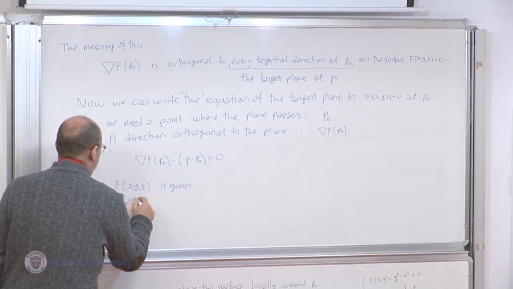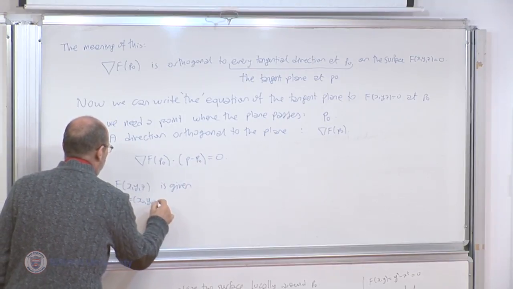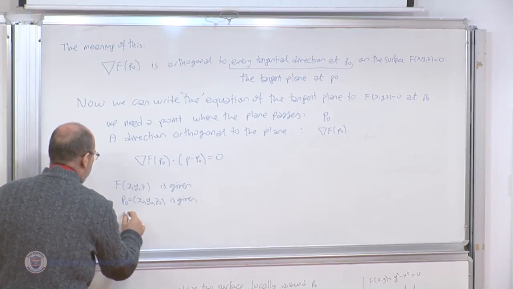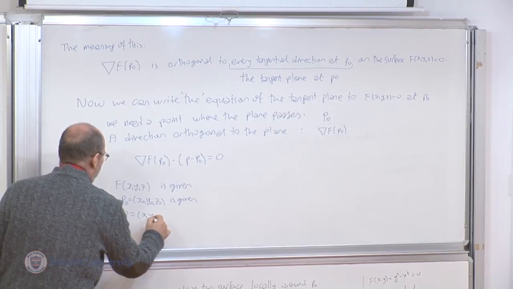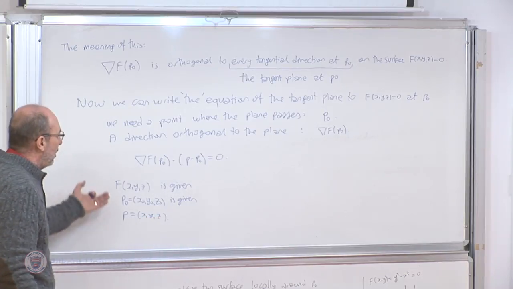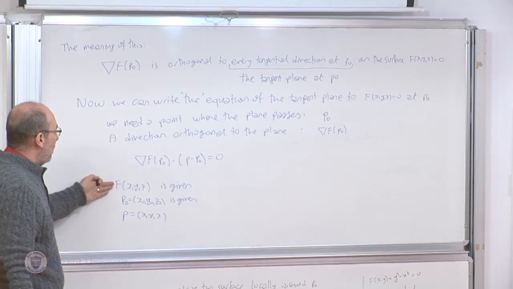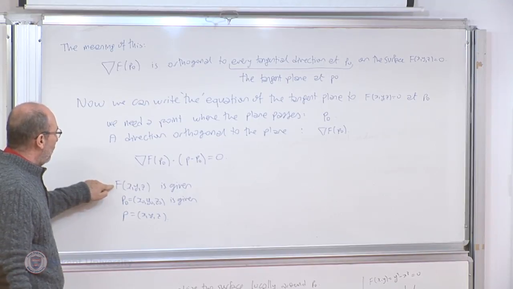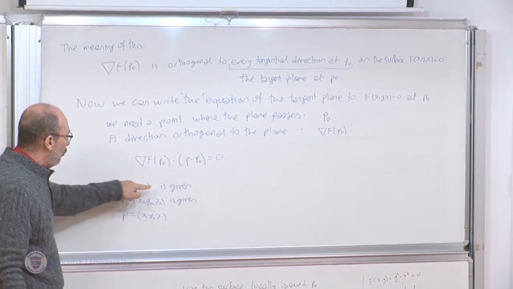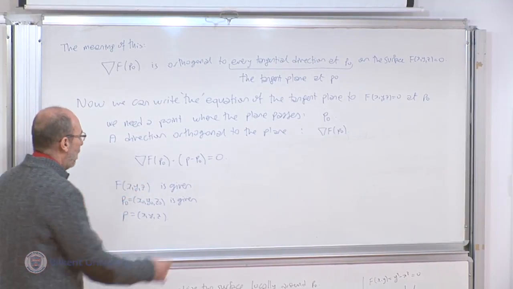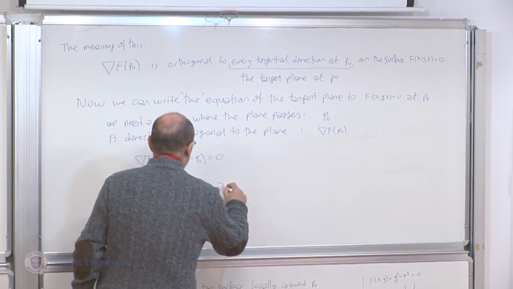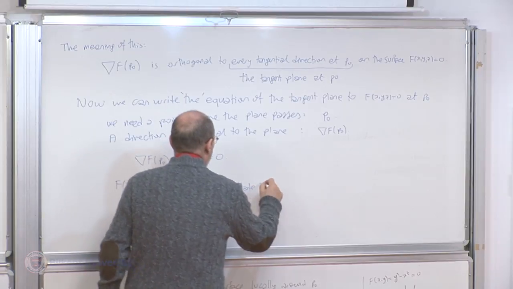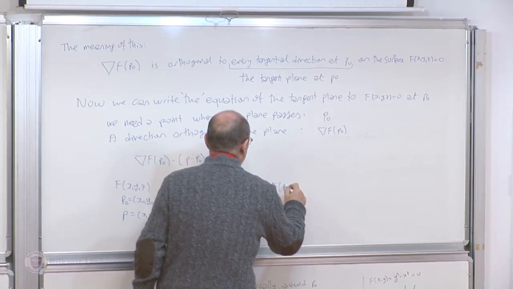P sub 0 as a numerical point is given. P is x, y, z. Okay? So write an equation for the tangent plane of the surface given by f equals 0 at this point. All you have to do is calculate the gradient of this. Okay, so calculate the gradient of f at p sub 0.